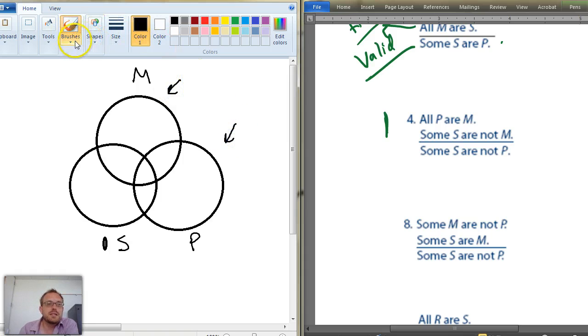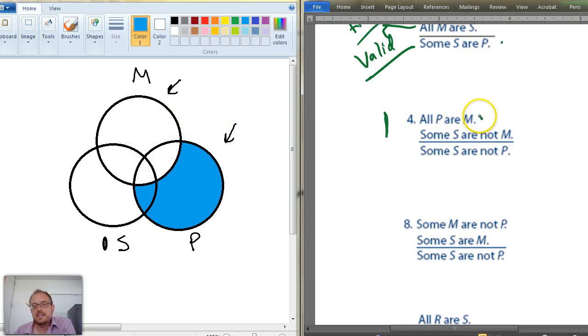And if all of the P's are M, let me get my fill ready. Let's make it blue. If all of my P's are M's, then only these P's should exist. There really shouldn't be any P's over here, so I'm going to fill it in just like that. Okay, all of my P's are M's, so I've now diagrammed that premise.